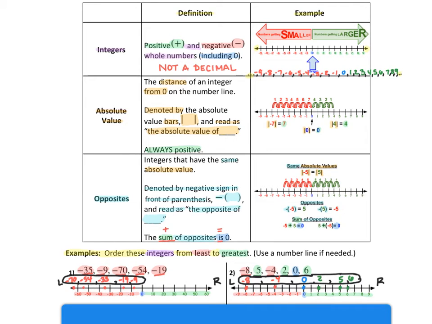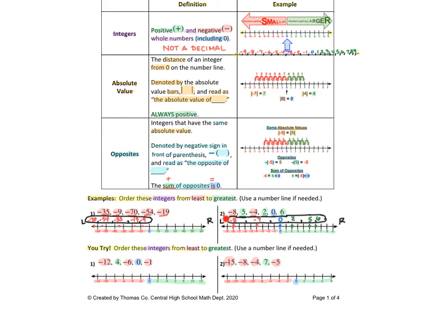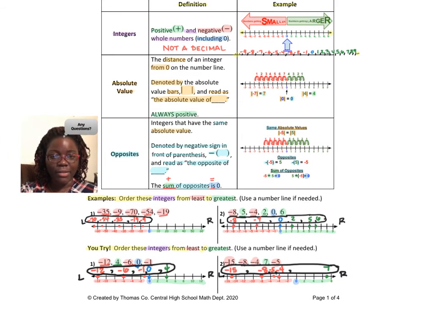So basically, in order to list integers from least to greatest, we're going to start by using our number line, and we're going to plot those points. And then once we plot them, we can just read off our numbers from left to right, and that will put them in order from least to greatest. Use examples 1 and 2 to help you complete the You Try problems 1 and 2. Look over the problems that I just completed for you and let me know if you have any questions.